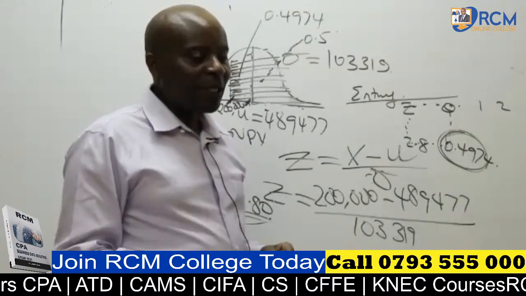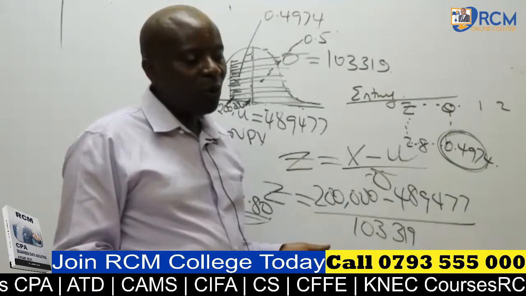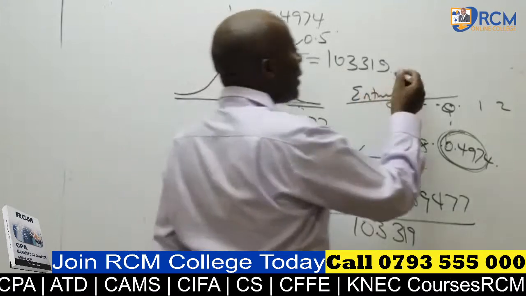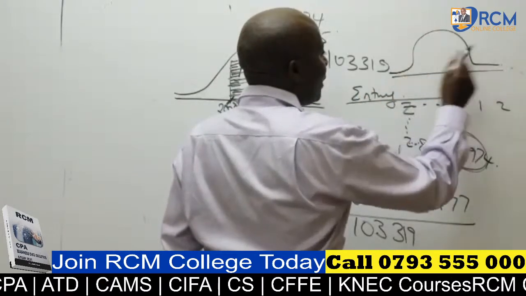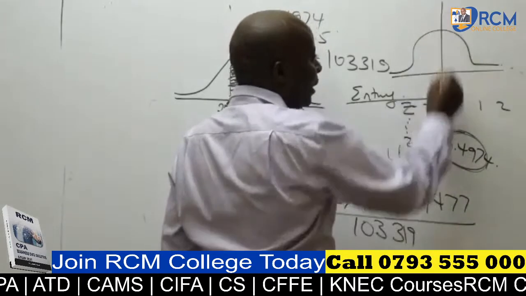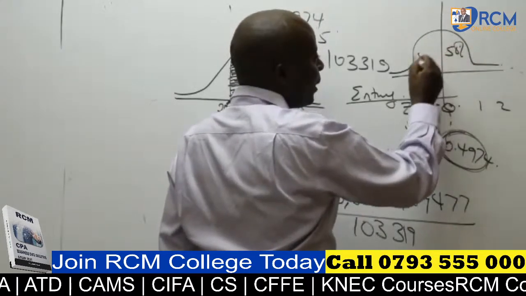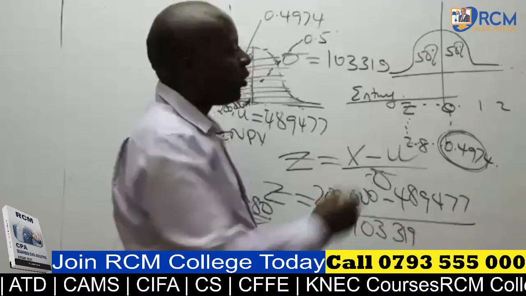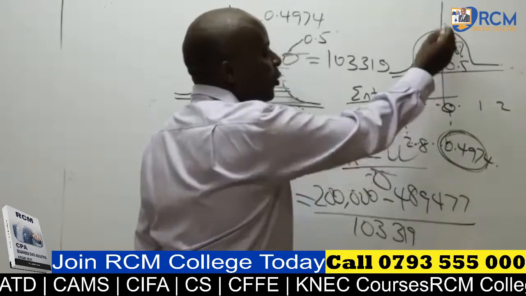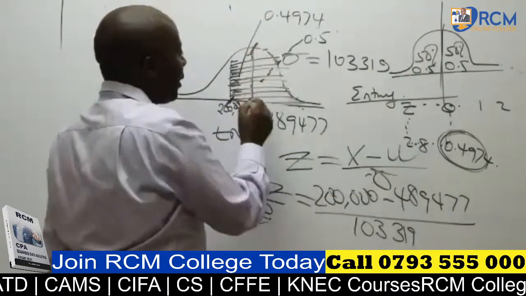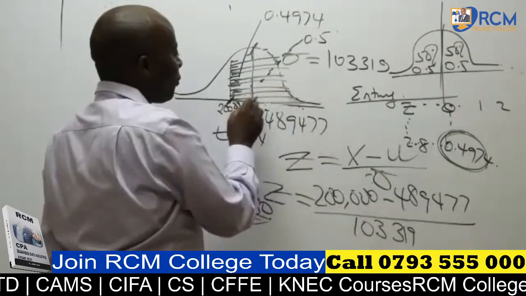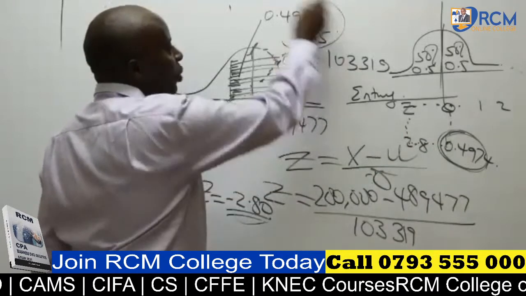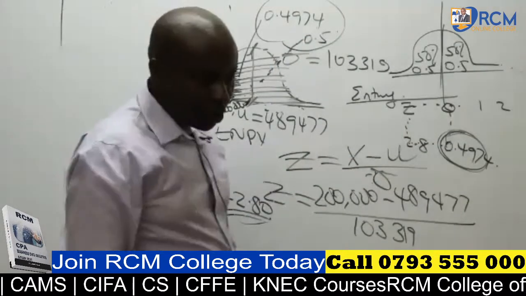How did you get 0.5? The whole is 100%. When you cut it right in the middle, it becomes 50% on each side. So this side is 0.5 and this side is 0.5. So what I took is this half area from here onwards, which is 0.5. And from here to here is the entry area. Then now we'll be able to give the total area.